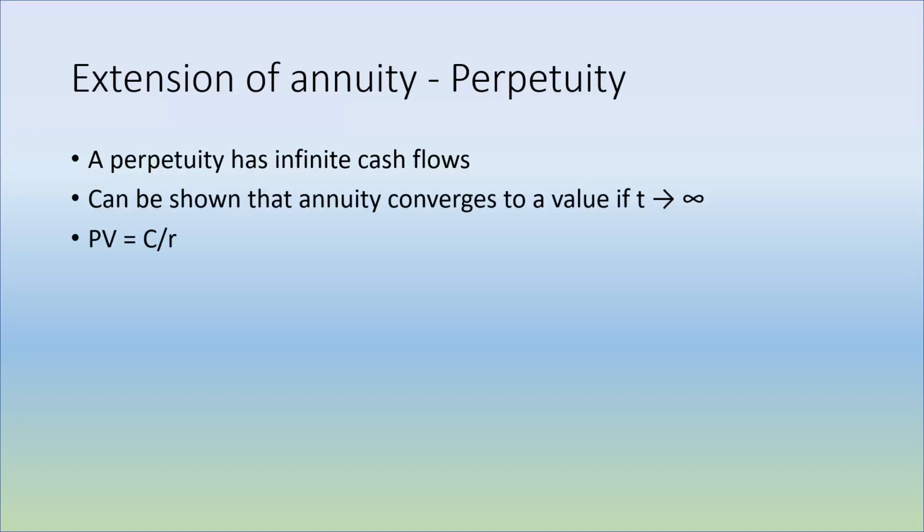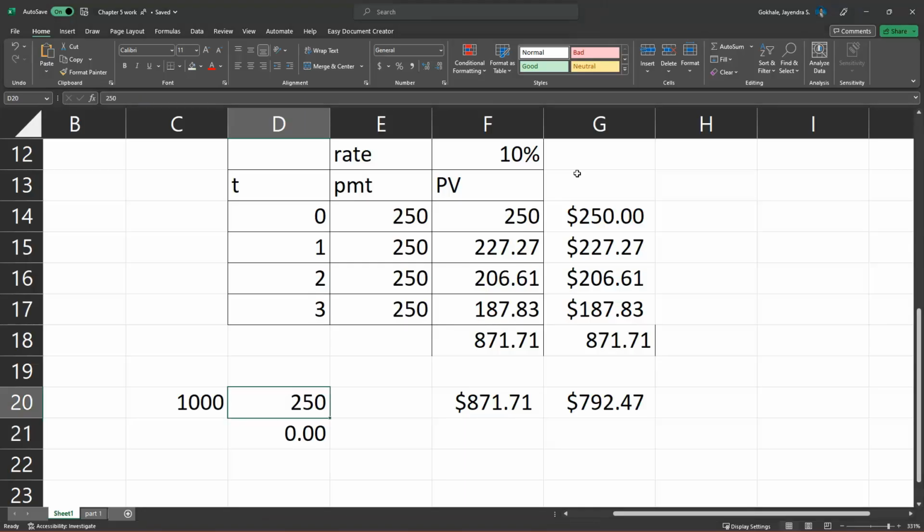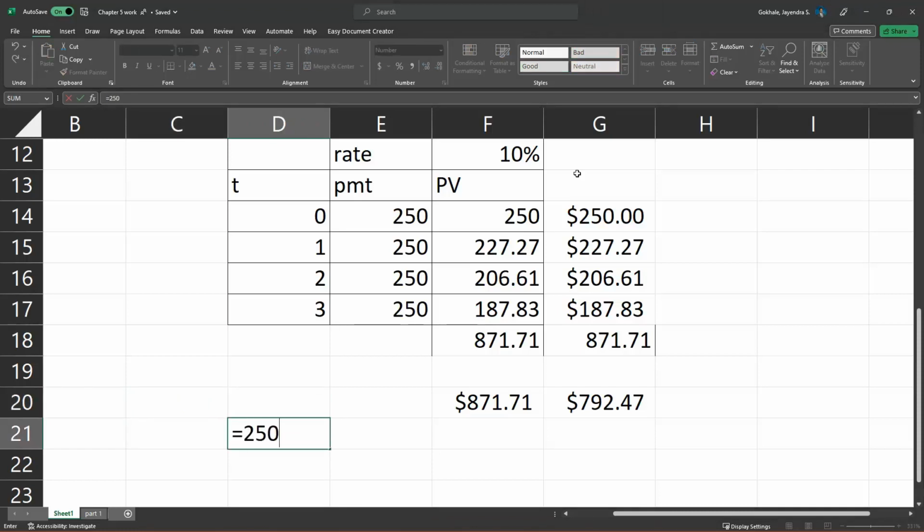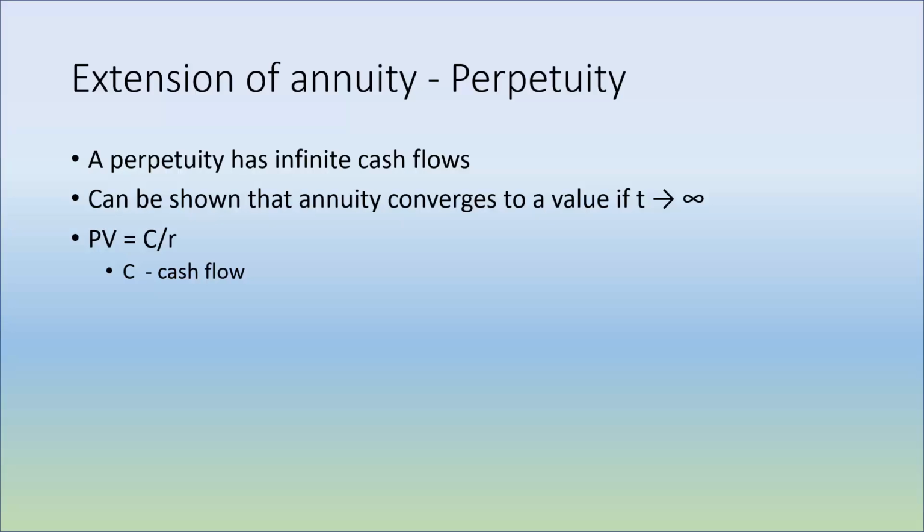So the present value of a perpetuity is each cash flow divided by the rate of discount, R. That's it. So C is the cash flow. In our case, it was 250, right? So if this was to become a perpetuity, all we need to do to find out the present value is 250 divided by 0.1, not 1.1. It's a perpetuity, or 2,500. So in the long run, the present value of all the cash flows of that annuity, if they were to keep going forever, would converge at $2,500. That's all the implication is.